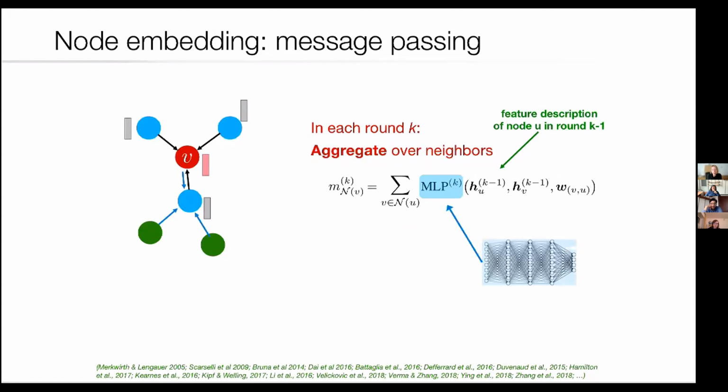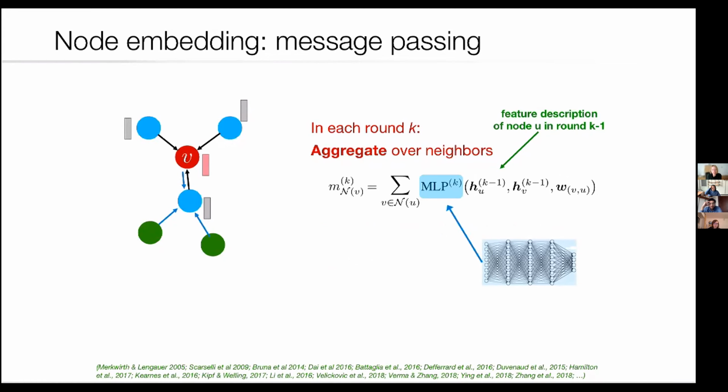And this is applied, you apply the same neural network to each neighbor because there's no natural ordering or number of neighbors. So you just apply that same learned MLP to all the neighbors of that node. And you could also take into account some edge features or the center node, etc. So this is message passing.